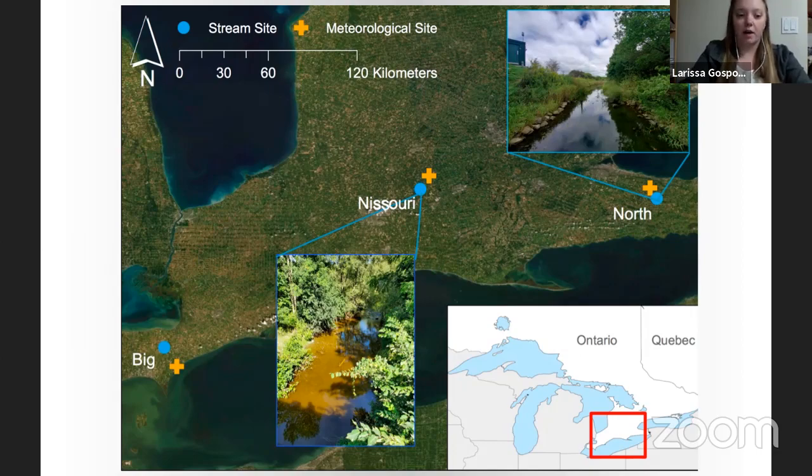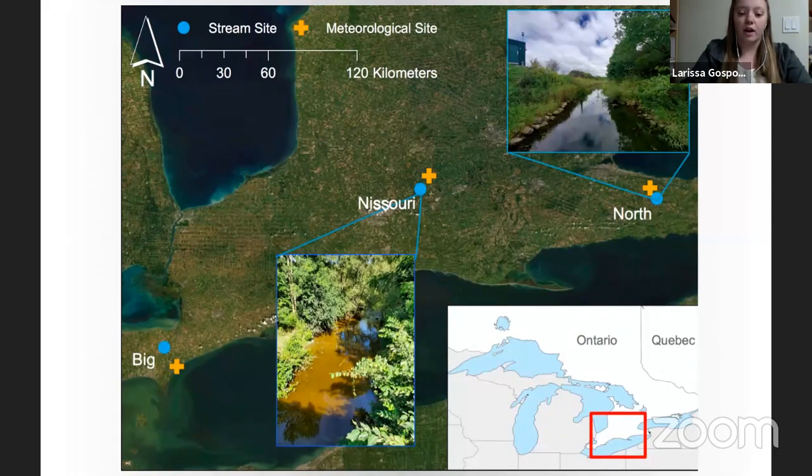So as I might have mentioned, all the sites do vary, and that's in regards to soil type and tile drainage. So on the far right side, the North Creek catchment has poorly drained heavy clay soils and very, very low to no tile drainage. In the middle, we have Missouri, and that's very well-drained loamy soils with high tile drainage.